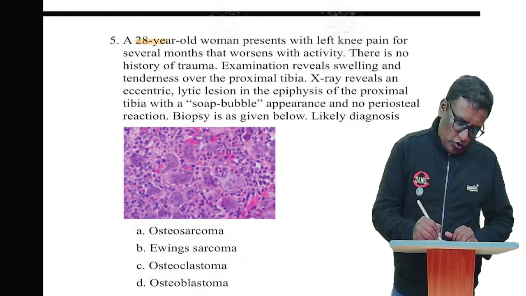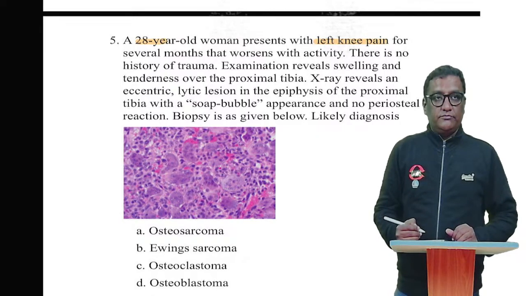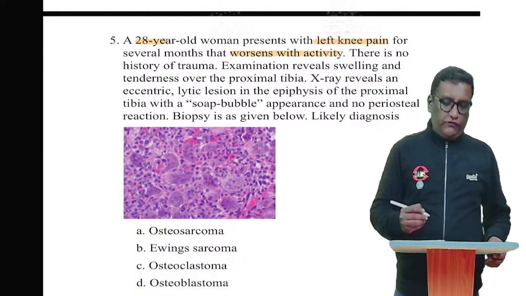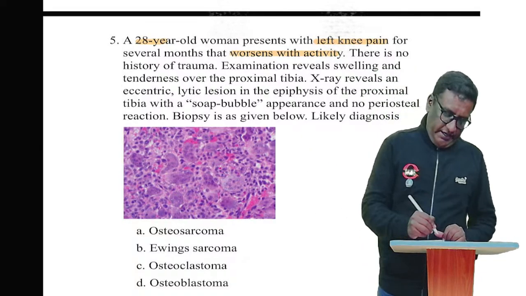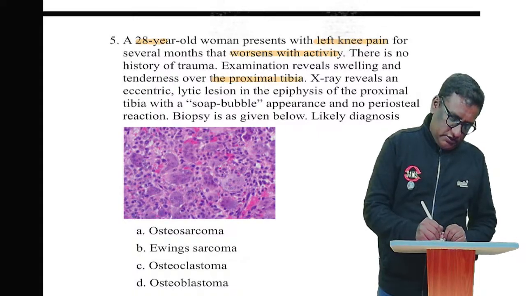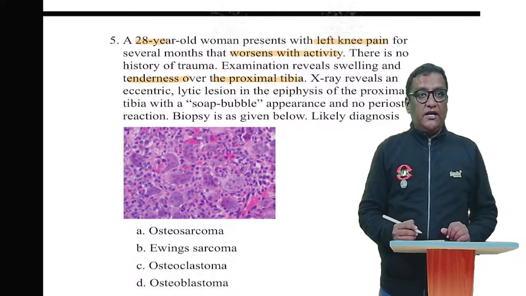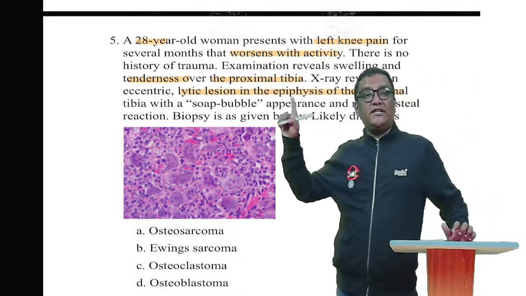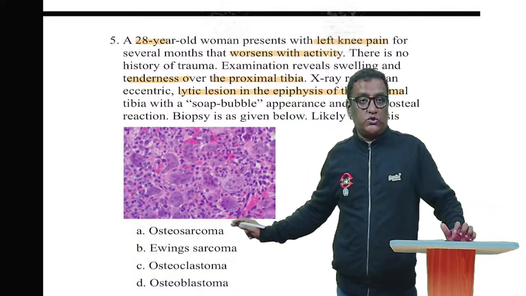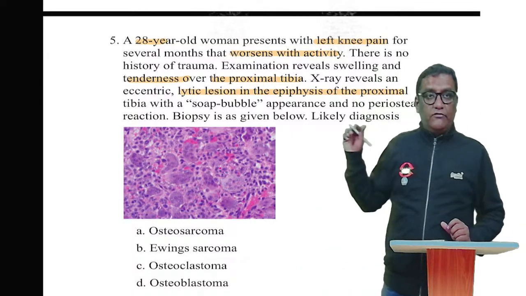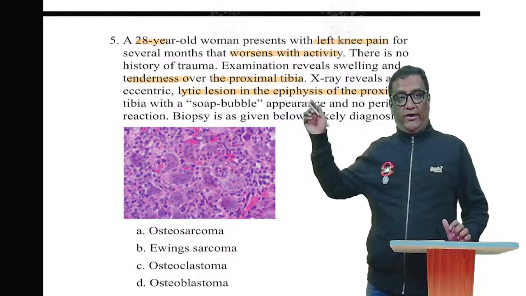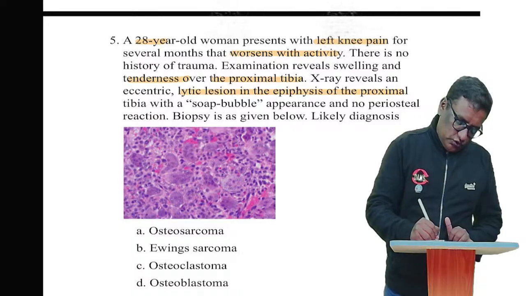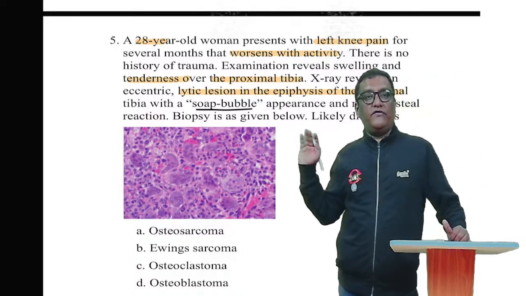Okay, 28-year-old woman presents with left knee pain for several months that worsens with activity. Okay, there is no history of trauma. Examination reveals swelling and tenderness over proximal tibia. X-ray reveals lytic lesion, very important, in the epiphysis. So that means there is no bone formation. It is unlikely to be an osteosarcoma, isn't it? Lytic lesion is there, whereas osteosarcoma will be both lytic as well as bone forming, right? So bubble appearance anyway. You will study this subsequently in radiology. So bubble is one of the characteristic appearances of a giant cell tumor.